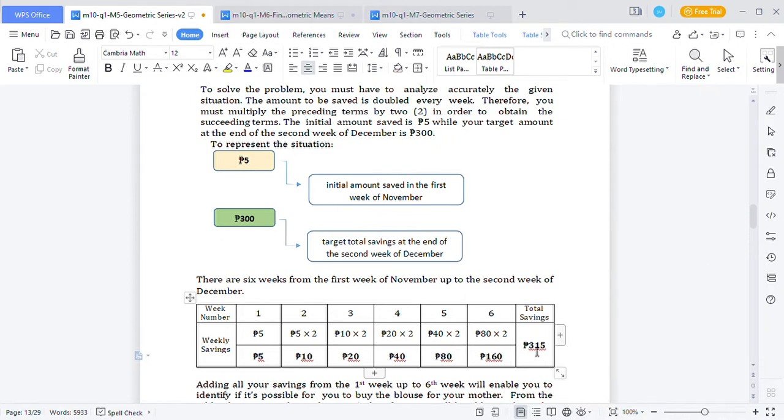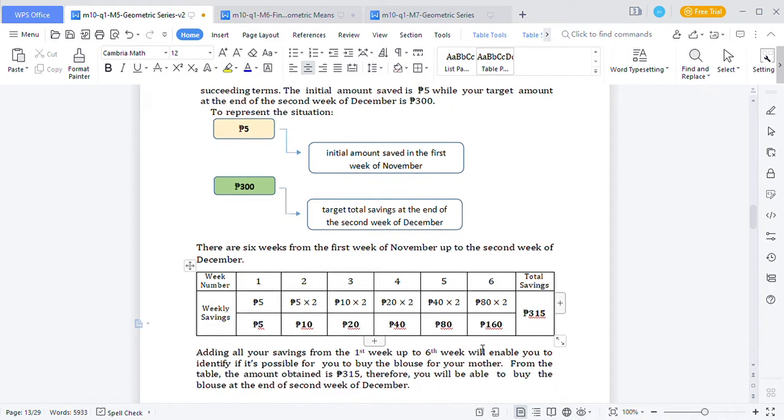So how did you get that 315 pesos? You just add 5 pesos, 10, 20, 40, 80, 160. So you have 315 pesos. Which means na on the 6th week or on the 2nd week of December, makapalit na ka ng blouse sa imo mother, sa imo gi-save na money nga gi-double nimo. So ngano gi-times 2 man nimo? Because you wanted to double your savings every week.